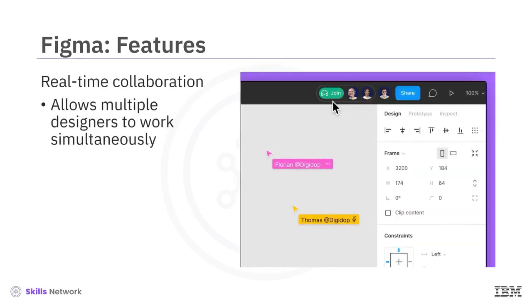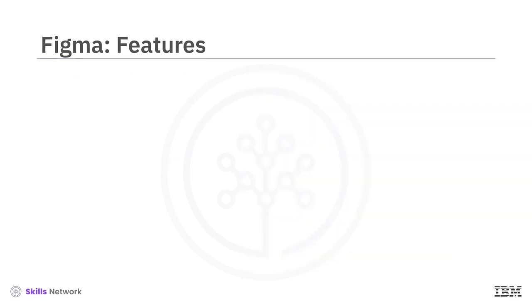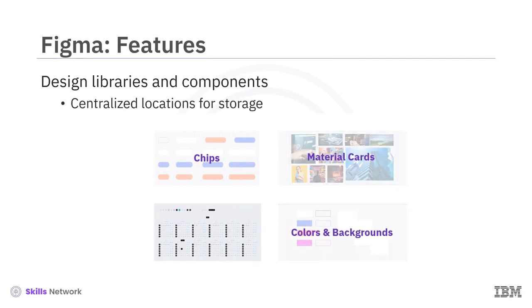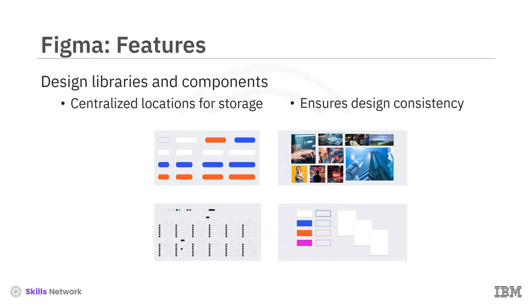Figma allows multiple designers or team members to work simultaneously on the same design file. Changes made by one person are instantly visible to others, which fosters seamless collaboration. Figma also offers design libraries and components. Design libraries are centralized locations for designers to store design elements, styles, and assets. It helps maintain design consistency throughout the process.